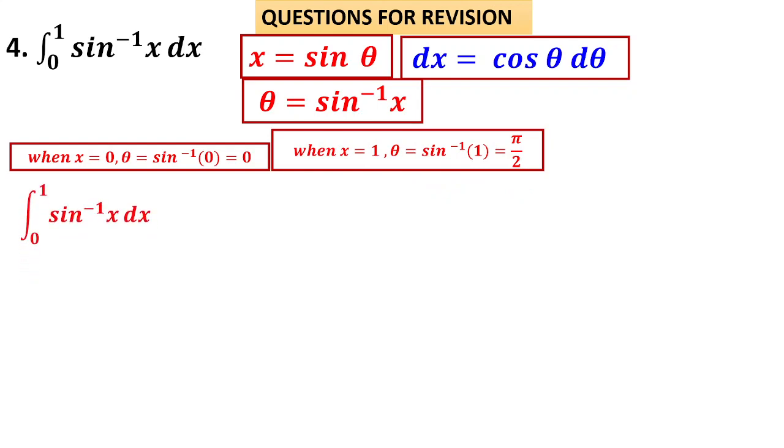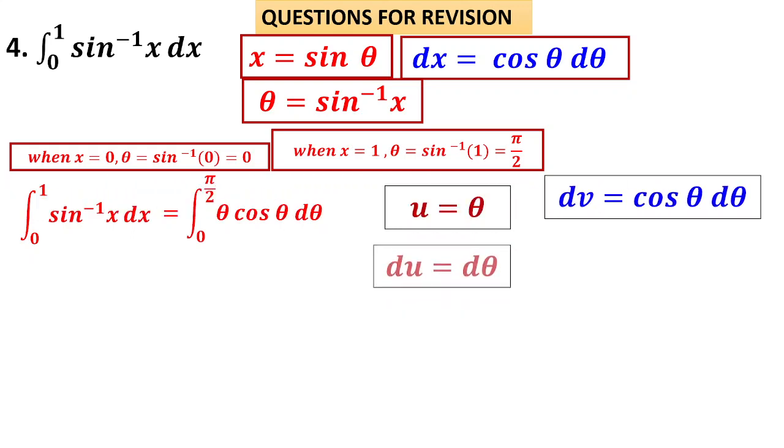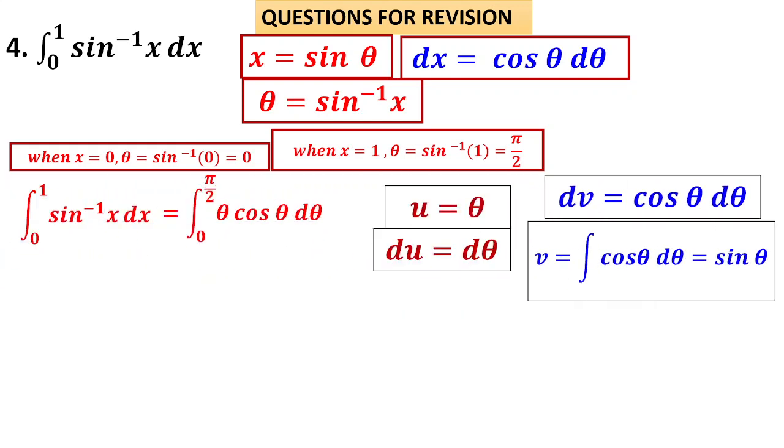Therefore, integral 0 to 1 sin inverse x will become integral 0 to pi by 2 theta cos theta d theta. Now, this is a normal problem of integration by parts. Theta is there, cos theta is there. Therefore, you take u as theta, dv as cos theta d theta, du is d theta and v is sin theta. What we have to do now?